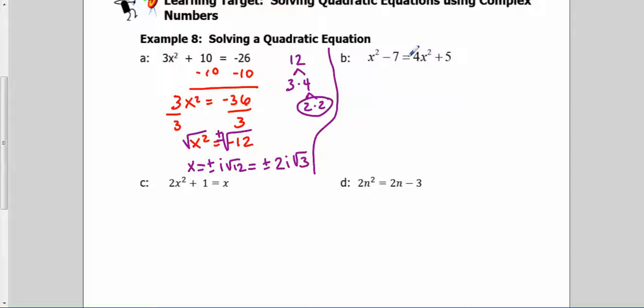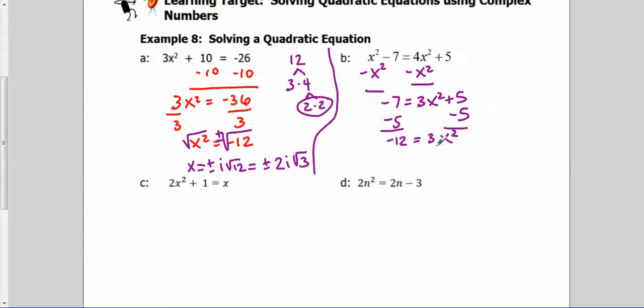All right, next one. We have to get our x squareds together, so I'm going to subtract x squared from both sides. I have negative 7 equals 3x squared plus 5. To get the x squared by itself, you need to subtract the 5. Negative 12 equals 3x squared, and divide by 3. So I have x squared equals negative 4.